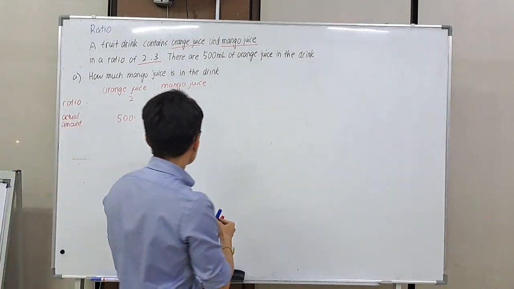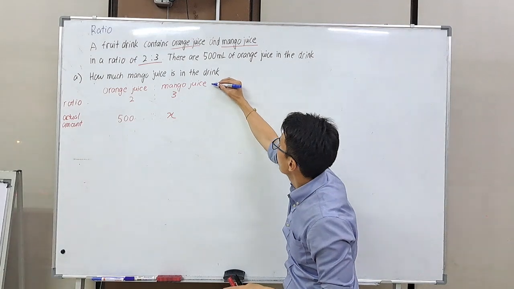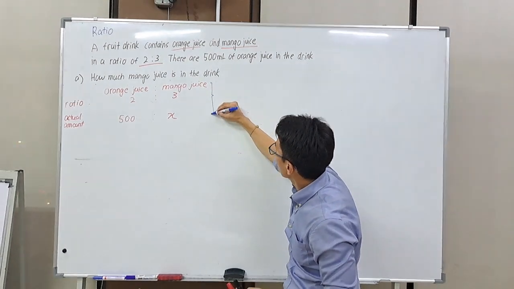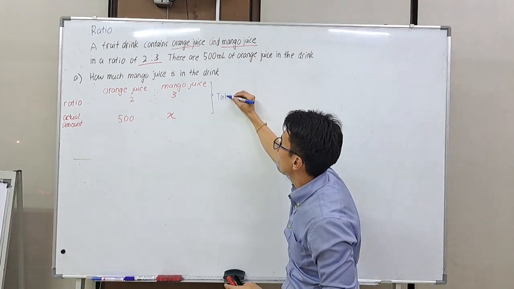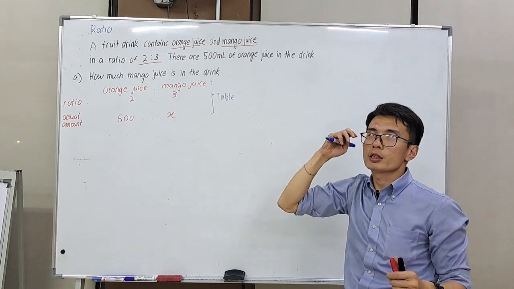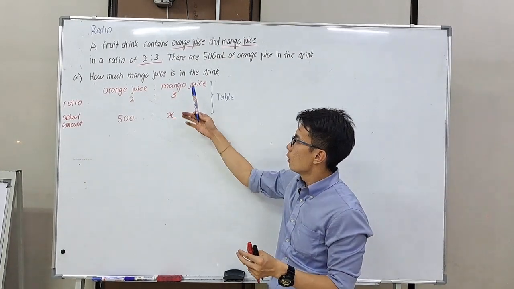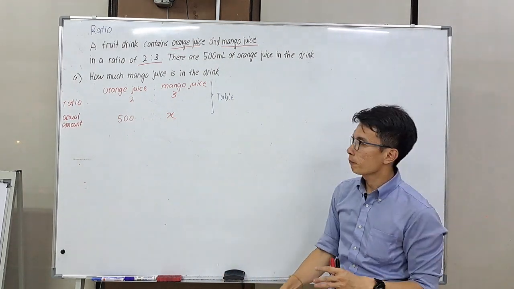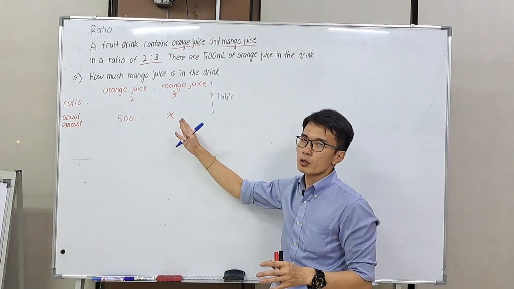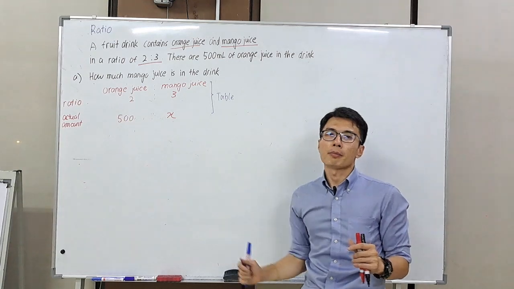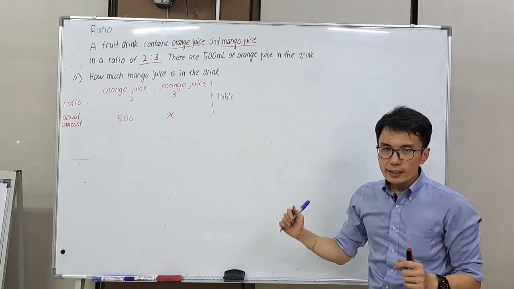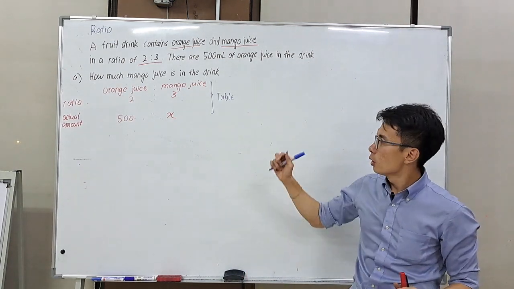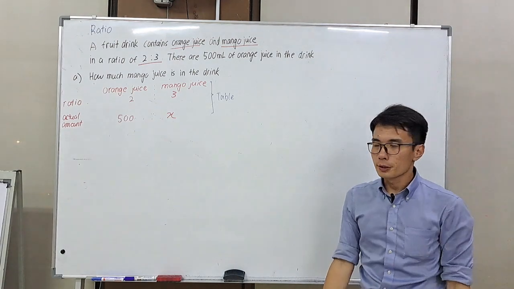So what have I done so far? This over here, I call it the table. I have constructed my table. So how do I construct all this? It's just based on the information from the question. And then with this information, I'm going to do my next step now. My next step here is I'm going to form my equation.